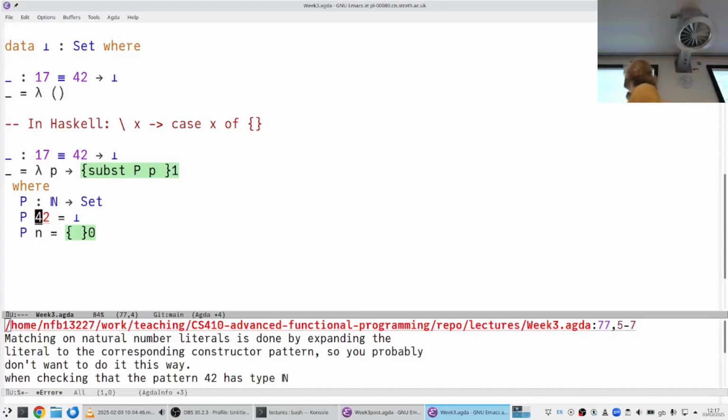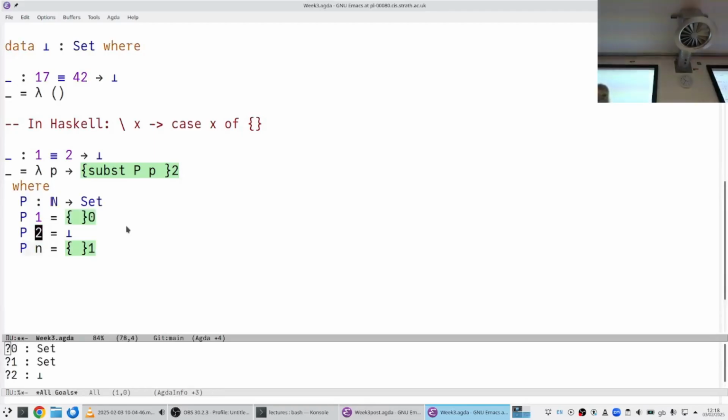Okay, let's make this more than numbers, because writing 42 in Agda is just a shorthand for suc of suc of 42 times, right? Can you write 17? Is it small enough that you can do it sort of backwards? I'm just going to change this to 1 equals 2. Because I think it goes up to 10 or something like this. So I can say that P of 2 is empty.